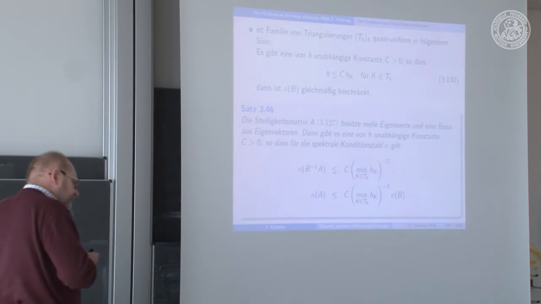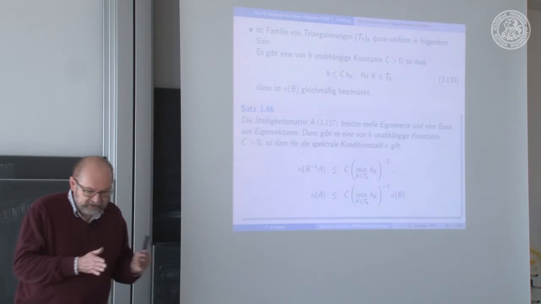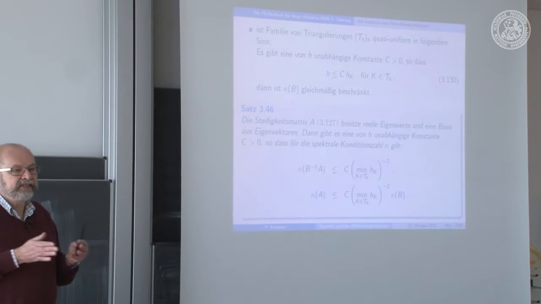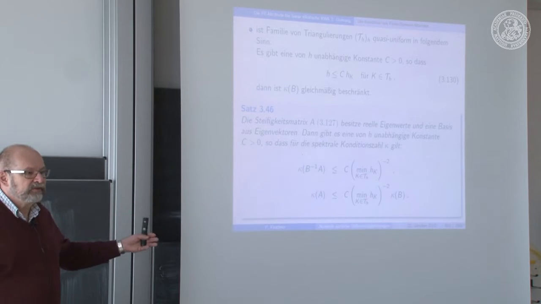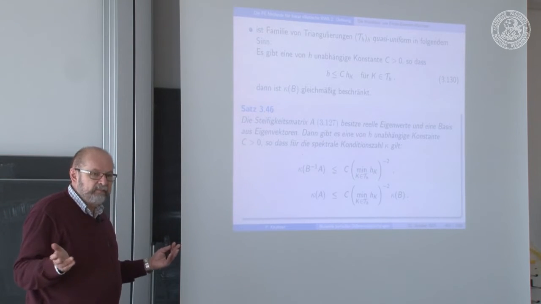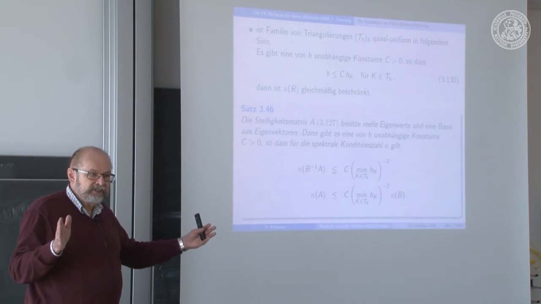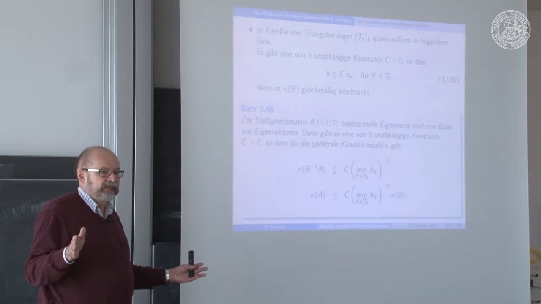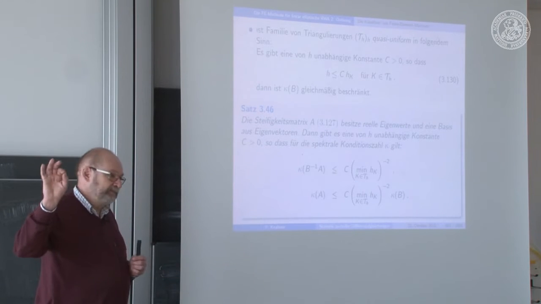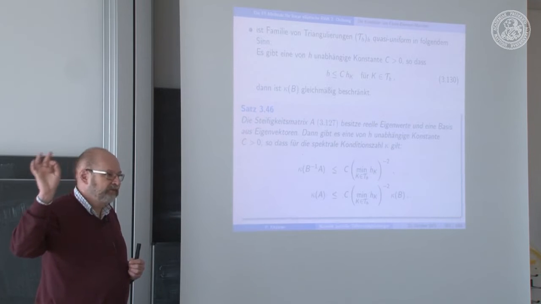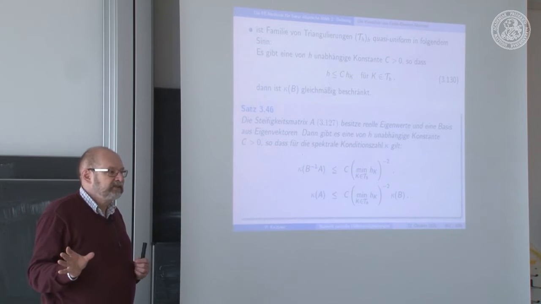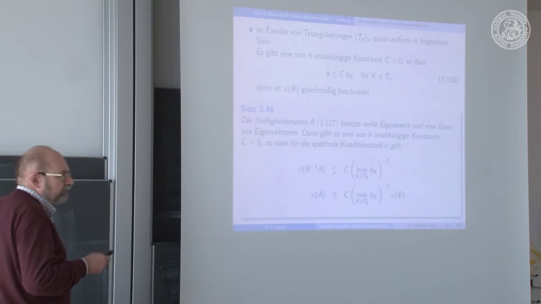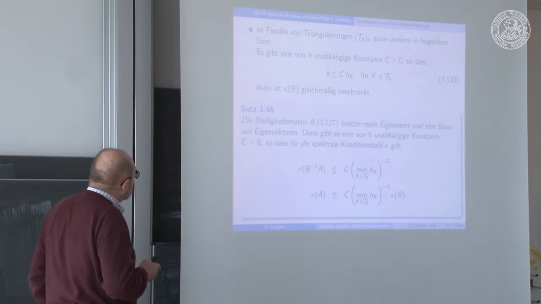That says there's only a fixed relationship between the smallest and the biggest element. This relationship might be extreme, so the C might be quite a big number, but it stays the same over the whole sequence of triangulations. It's not allowed that at one point you refine and refine and refine and do nothing else in the triangulation, which in general would be allowed.